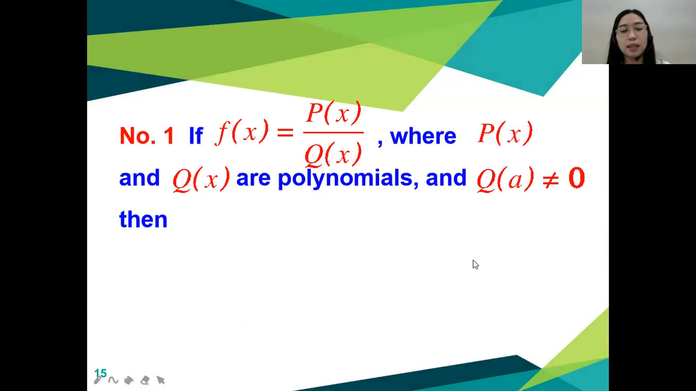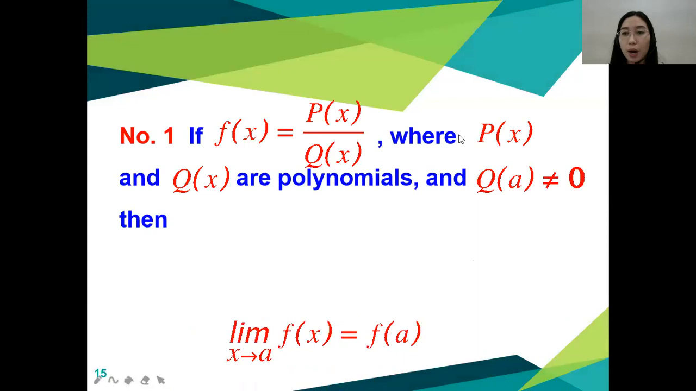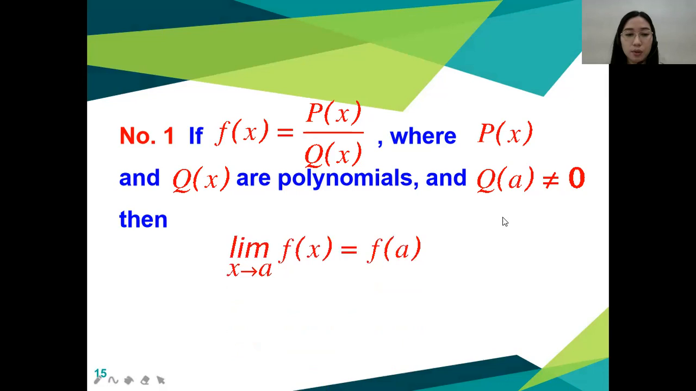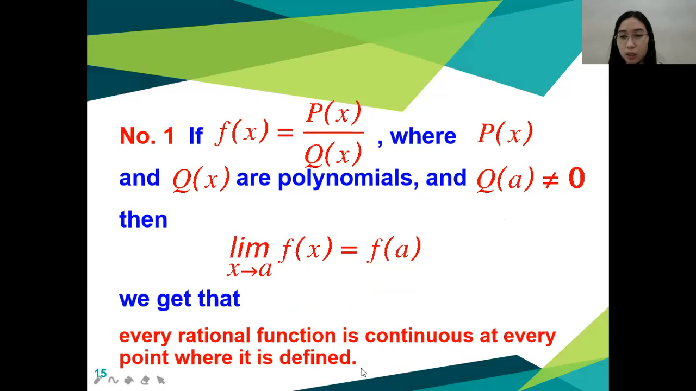So naa tay tulo pud ka properties, no. So number one is for the rational functions, no? If f of x is equal to p of x over q of x, where p of x and q of x are polynomials, and q of a is not equal to zero, then the limit of f of x as x approaches a is equal to f of a. So we get that every rational function is continuous at every point where it is defined.